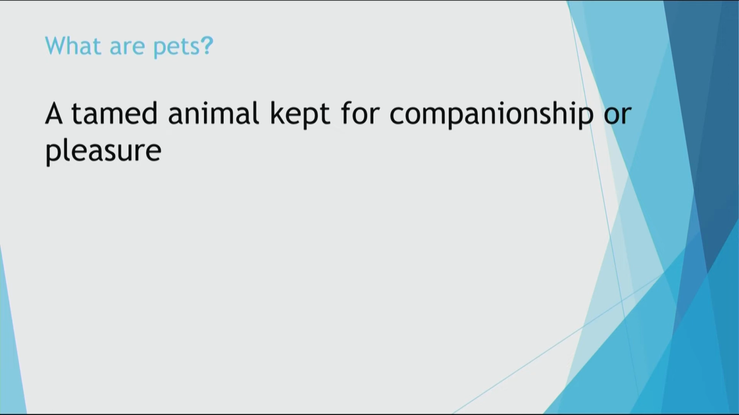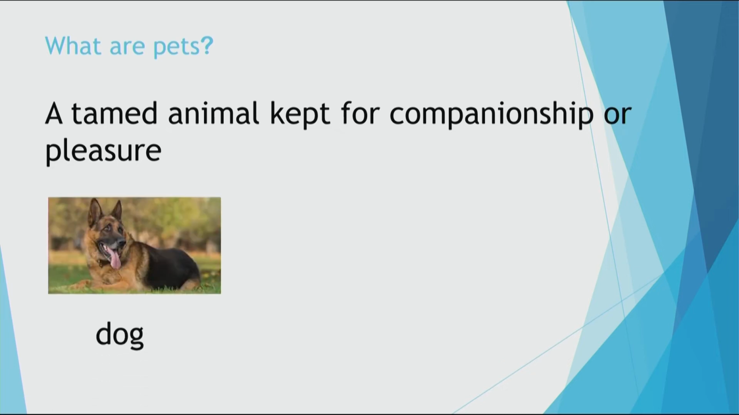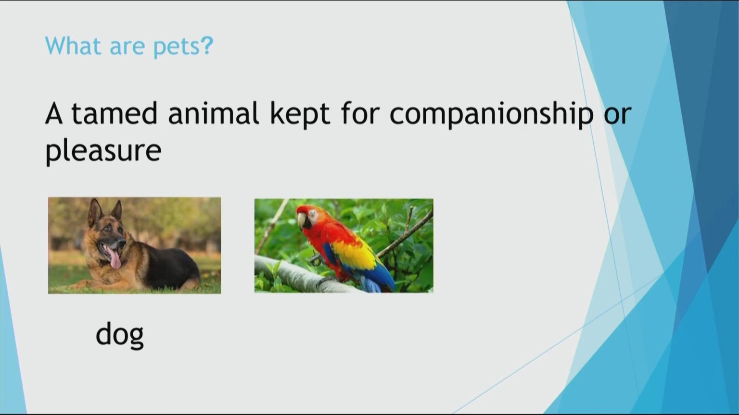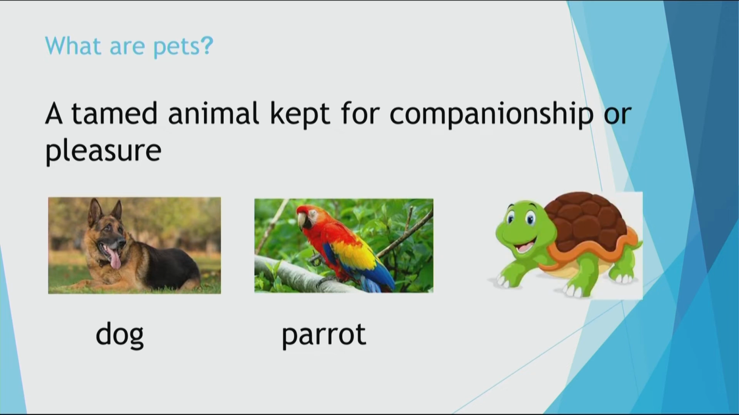Okay? Examples of animals that we keep as pets. Can you think of some? Of course. Man's best friend, dog. Do you have a dog? A parrot. I'm sure many of you would like to have a parrot as a pet, right? A tortoise. Have you ever climbed on the back of a tortoise? They are also great pets. There are lots of examples of different kinds of pets.